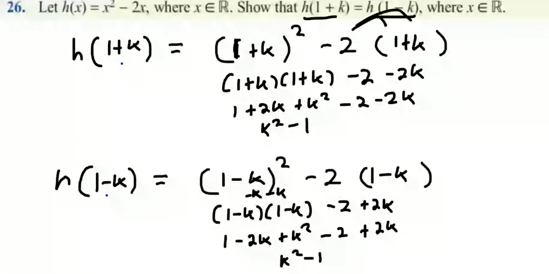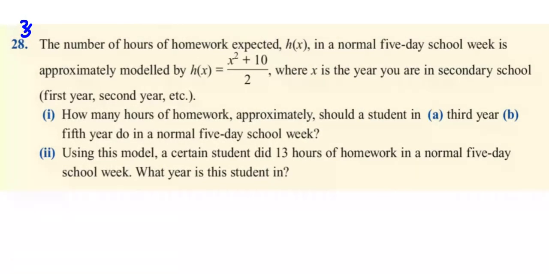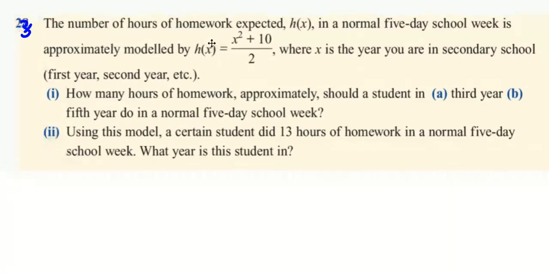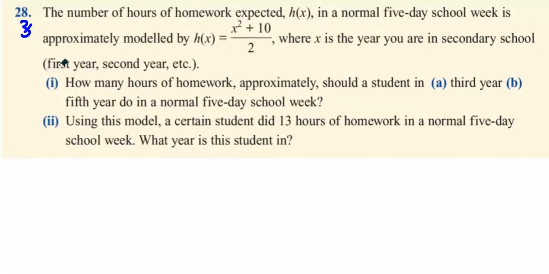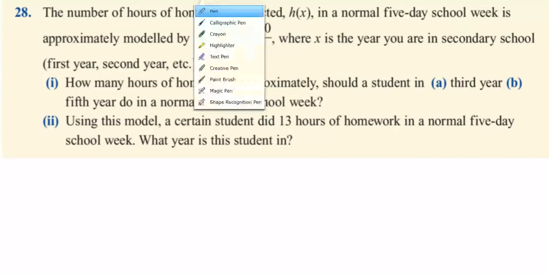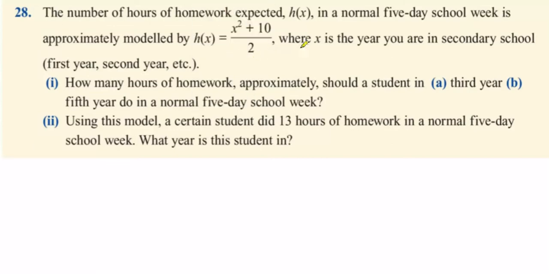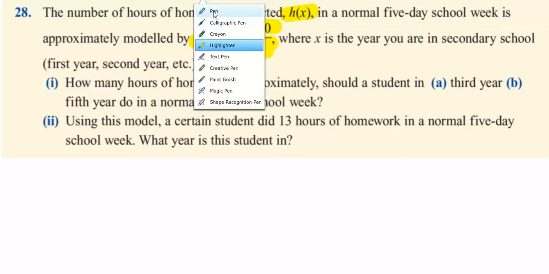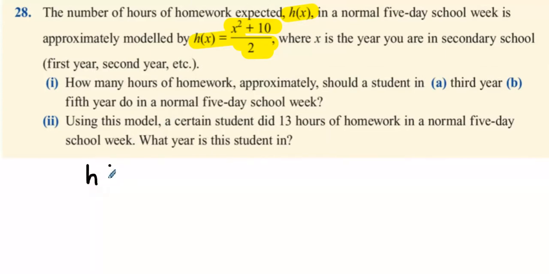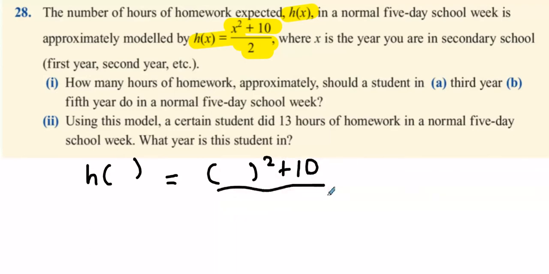All right, question 28. Do you know why this one's considered difficult? Because it requires you to read. I say it's very easy, it's just long. h of x equals this. So what's the first thing I'm going to write down? h of blank equals blank squared plus 10 divided by 2.